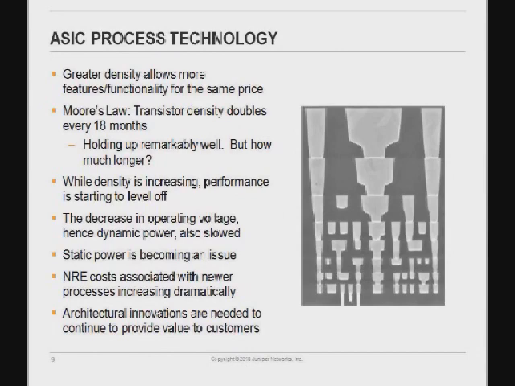And also the other side of it is the dynamic power. Because the voltage is not dropping as fast as we would like, the dynamic power reduction has also slowed. And on the other hand, the static power, mainly due to leakage, has increased dramatically in the last few years, and power is very, very important to our system. So because of that, we cannot rely on the fabrication technology improvement itself to do our designs anymore. A lot of architectural innovations are needed to deliver value to you.